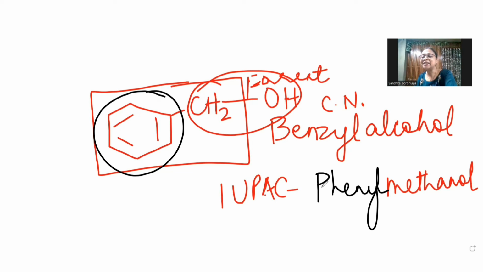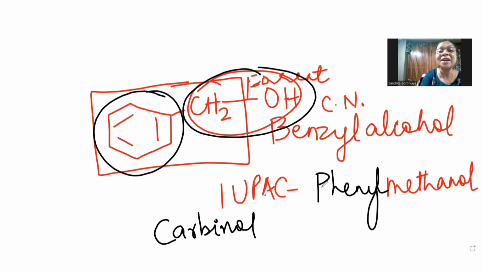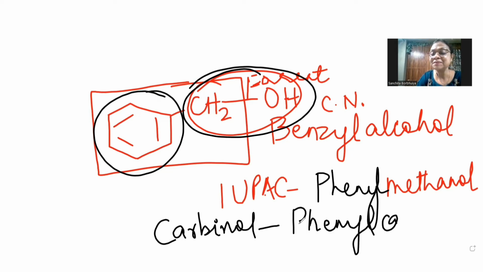All right. And what about the carbinol system? We have a carbinol system also of naming it. Yes, correctly, this is carbinol. So we'll call it phenyl carbinol in the carbinol system. Okay, so is this an aromatic alcohol? No, this is not an aromatic alcohol because the OH is attached to the side chain. If the OH is directly attached to the benzene, then we will call it an aromatic alcohol. This is not an aromatic alcohol because the OH is attached to the side chain and not to the benzene.